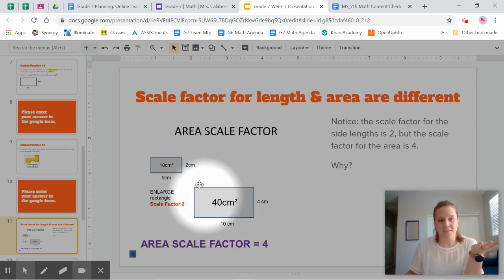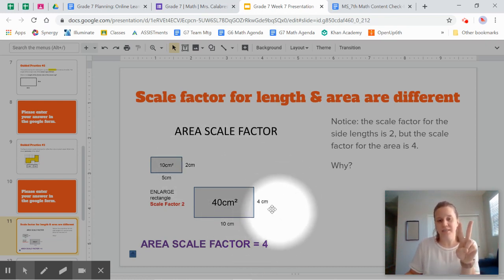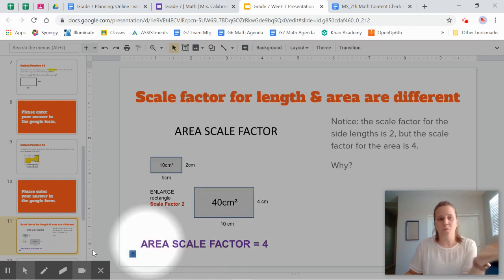What's the scale factor that takes me from my area of 10 to my area of 40? Yes, it's 4. Notice how the side lengths multiplied by a factor of 2, but the area multiplied by a factor of 4. Why do you think that is?